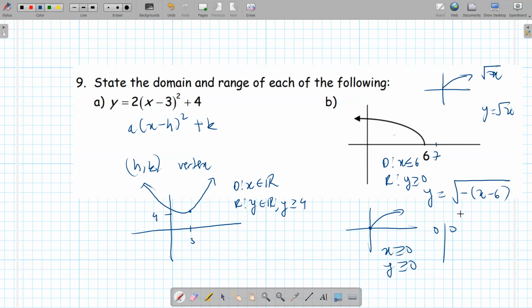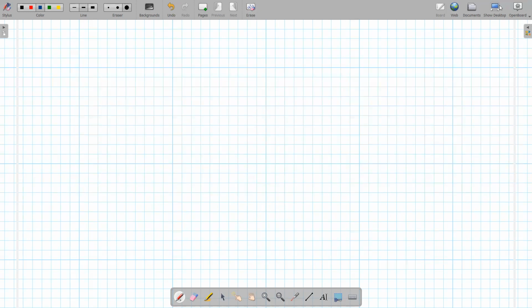It has not been transformed vertically. It's only been transformed twice: once flipped, and then moved 6 units right. So the range does not change. Okay, makes sense.